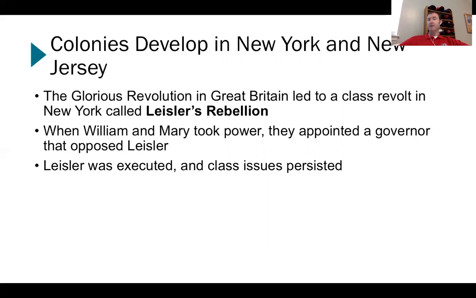This rebellion is eventually overthrown. As you can see, Leisler was executed. And you might be wondering, what about William and Mary? A lot of you guys are familiar with that changeover from the English Civil War to the Glorious Revolution, etc. So you're going to notice again that you see some transition with the direction of the British government. But at the end of the day, take a look at what it says: appointed a governor that opposed Leisler. What does that indicate? Their governor is appointed by the crown. So we're talking here, guys, about that royal colony status.